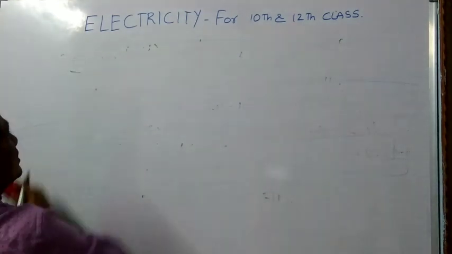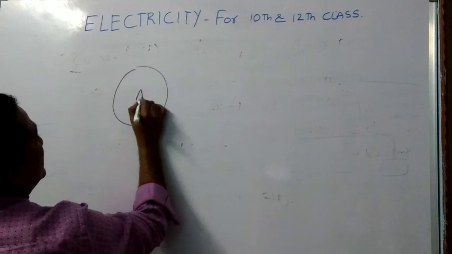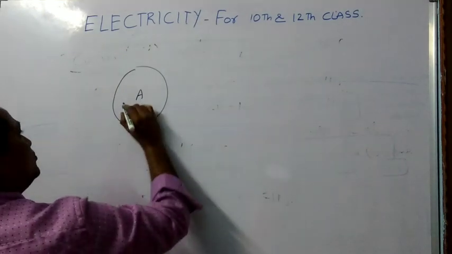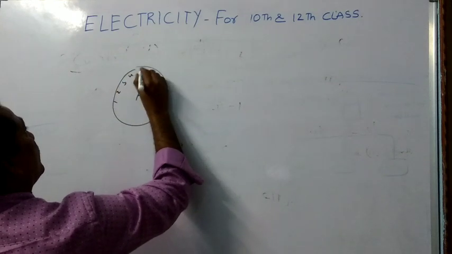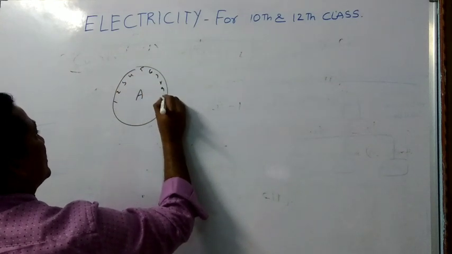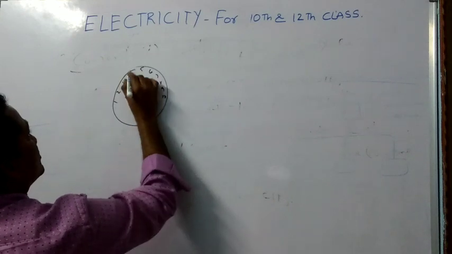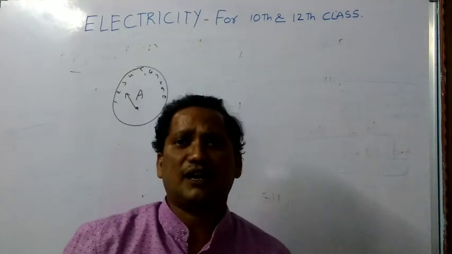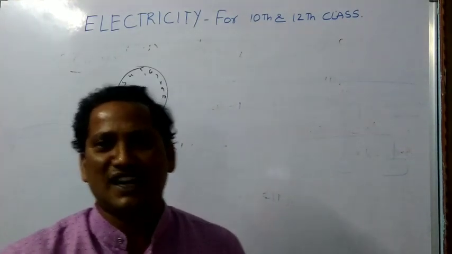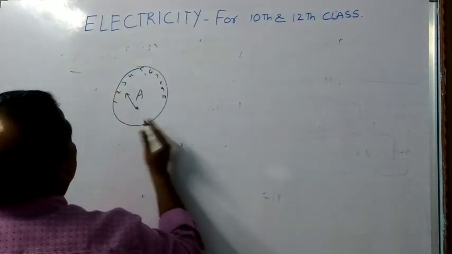Generally, an ammeter will look like this. In between, A will be there. You have the readings here, 1, 2, 3, 4, 5, 6, 7, 8, 9, 10, 11. An arrow mark is there. So this is the symbol of an ammeter. In the lab, the available ammeters are the microammeter and the milliammeter, and the ammeter is also there. So that is about the ammeter.